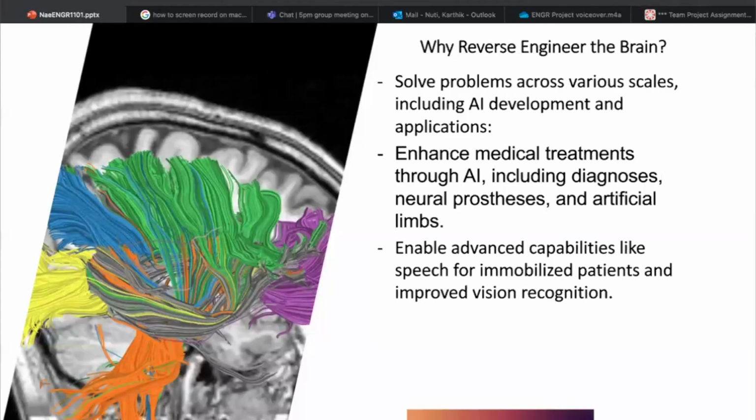So why reverse engineer the brain? Our goal is to mimic neural transmission for better verbal and auditory communication. The brain transmits information through complex pathways, and replicating these processes artificially can improve assistive technologies. And we aim to develop a biocompatible interface that integrates seamlessly with neural networks, enhancing speech-related functions.